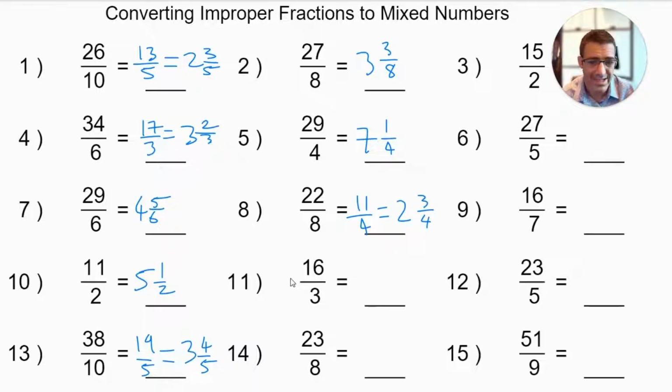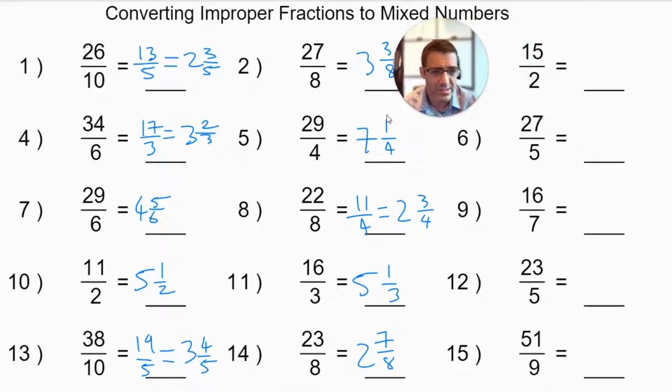So far so good. 16 over 3, well 15 over 3 is 5, so I've got a 5 here, and then I'm left with 1 over 3. 23 over 8, so 8 times 2 is 16, so that's the biggest I can get, so that's my 16 here, and I'm left with 7 over 8. And I'm going to move my little bubble across so you can see the last few questions.